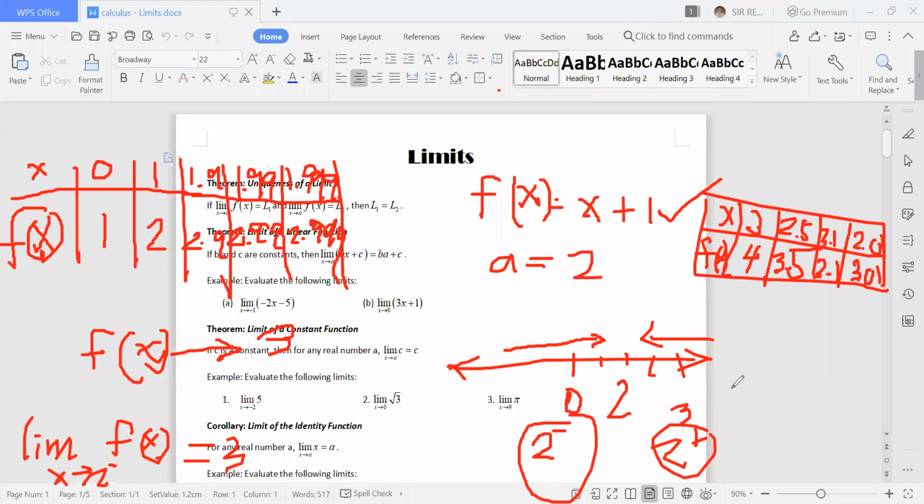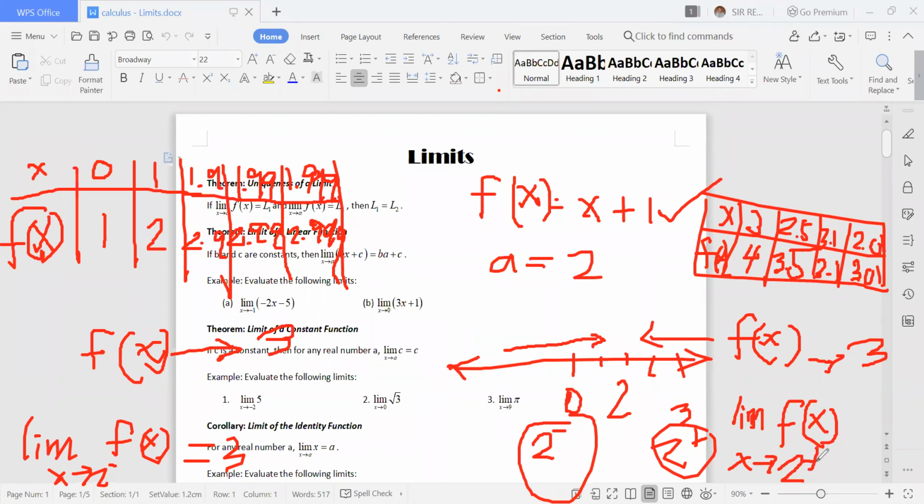Okay. So as you observe, as your x approaches 2 from the right hand side, it is very clear that your f of x tends to approach a certain number, and that number here is 3, right? So you can write here, in notation, the limit of f of x as x approaches 2 from the right hand side is equal to 3.